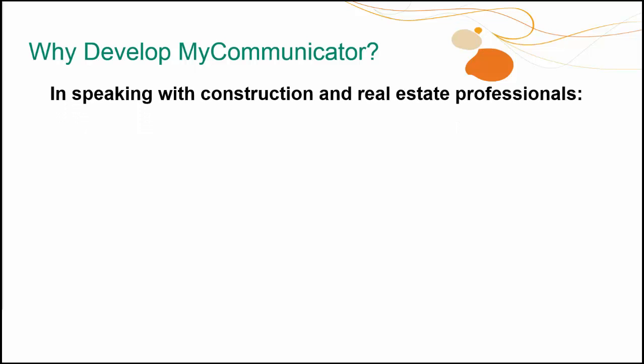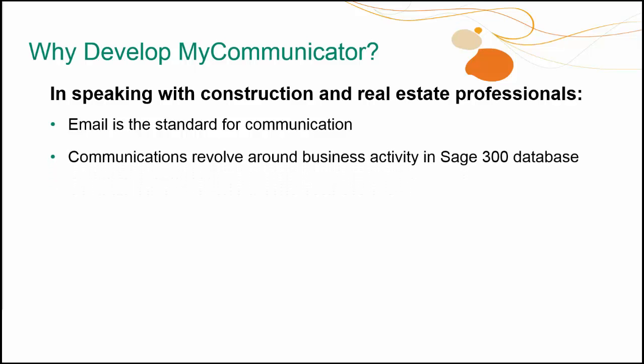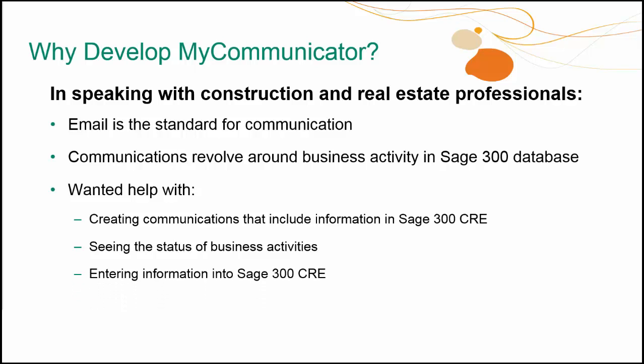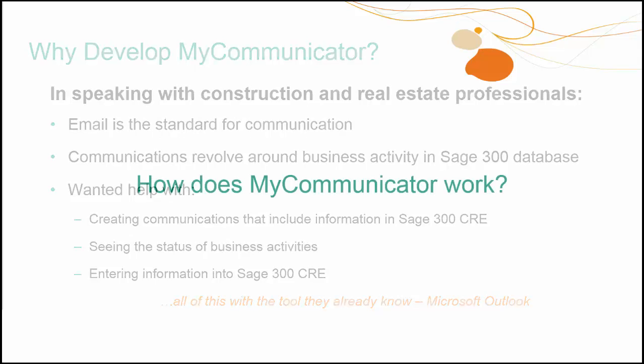In speaking with many construction and real estate professionals, it was found that email is the near universal standard for communication, and that much of their communication is around their business activity tracked in Sage 300. Specifically, people wanted help with creating communications that included their Sage 300 data, as well as finding a way to see what's been done to complete items and who's following up on them. They also wanted a more efficient way to take new information from an email message and update their Sage software, and most importantly, they wanted to do all of this from within the tool they already have, Microsoft Outlook. So how does it work?